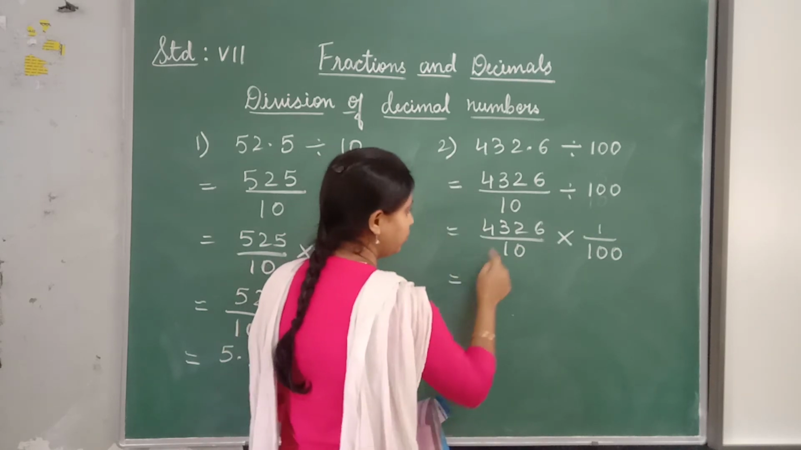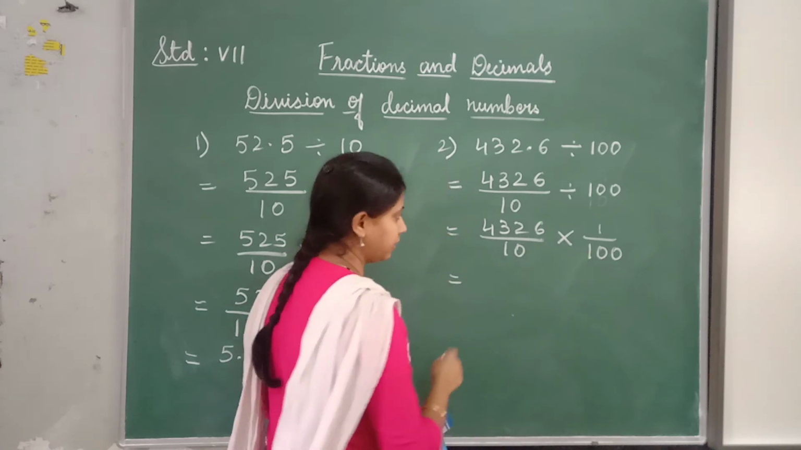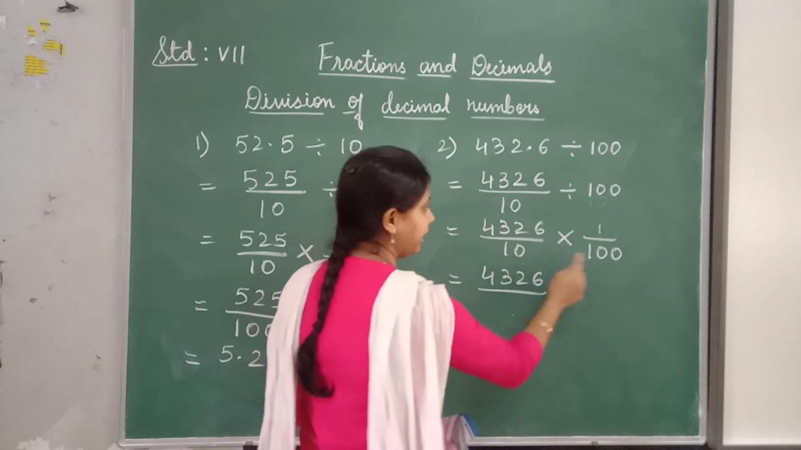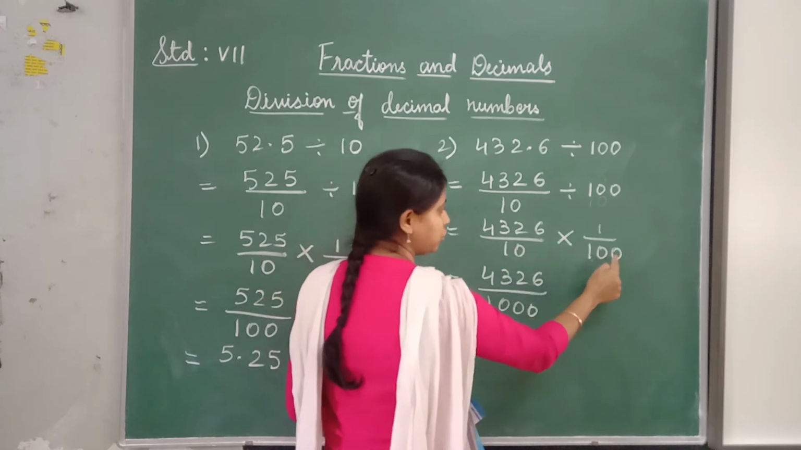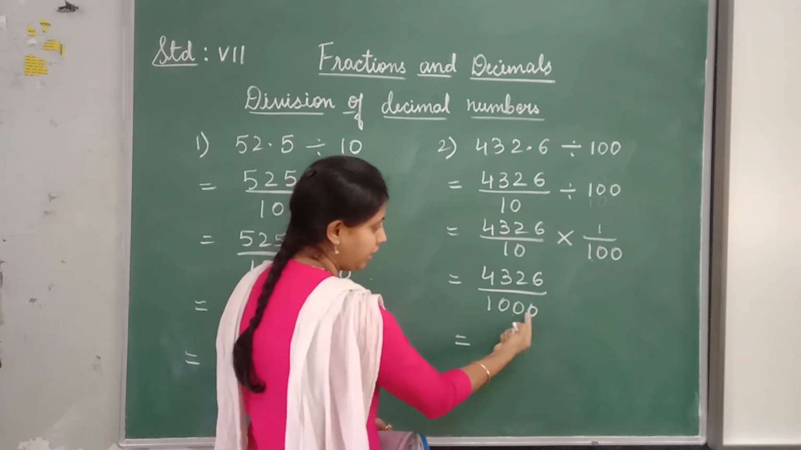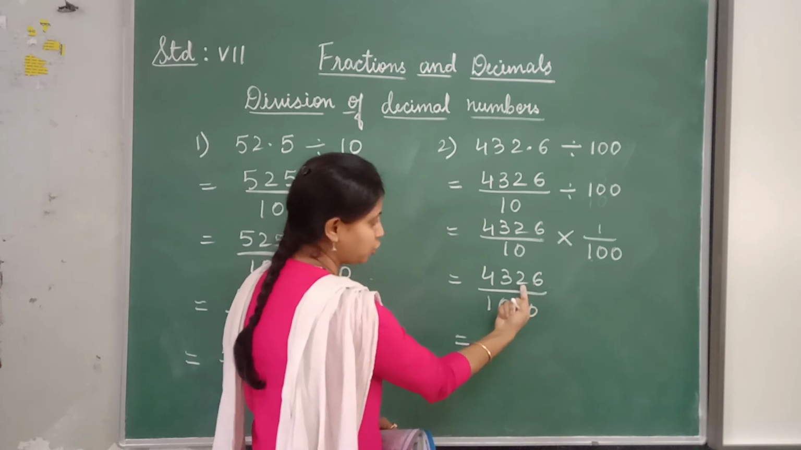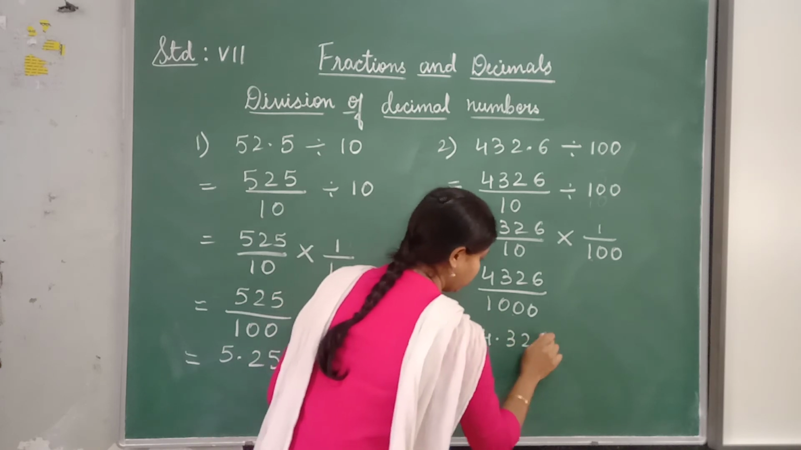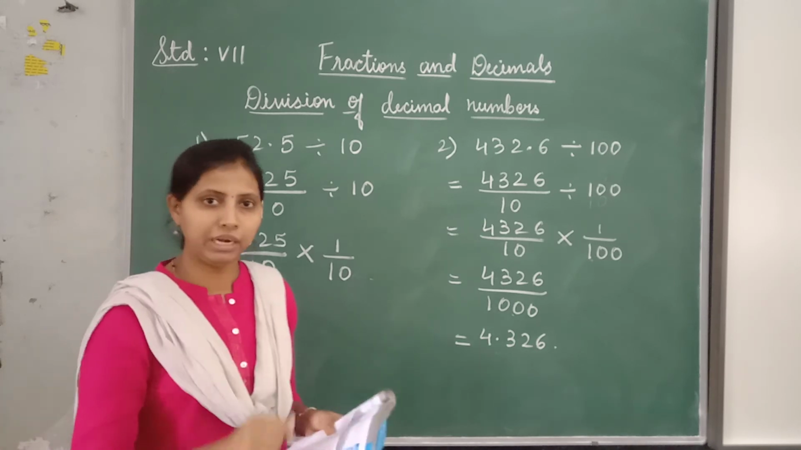Okay children. Now nowhere it will get cancelled. So multiply numerator to numerator, denominator to denominator. 4326 into 1 is the same number, 4326. 10 into 100 is 1000. 1 into 1 is 1. Add the zeros, 1, 2, 3. Okay. Now convert into the decimal form. 3 zeros are there. So after 3 digits we have to place the decimal point. 1, 2, 3. So here comes the decimal point. That is 4.326. Okay children. This is the way you have to divide by the multiples of 10.